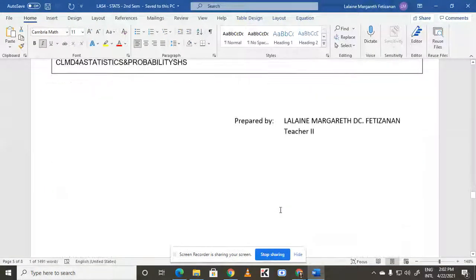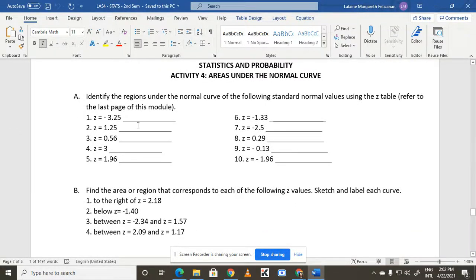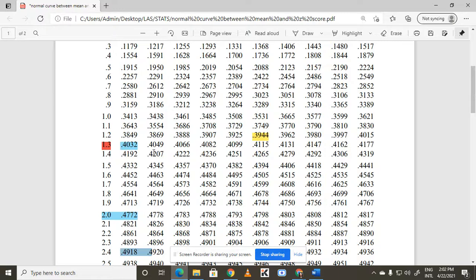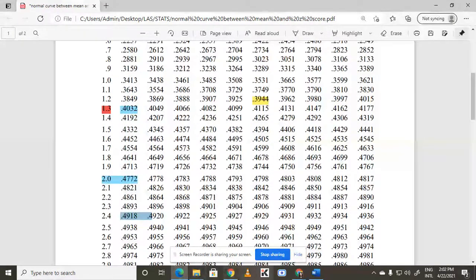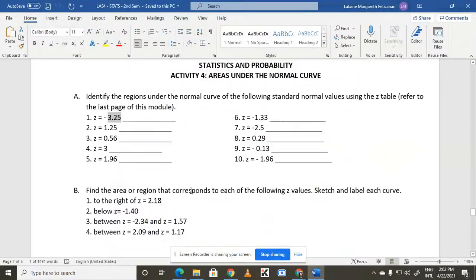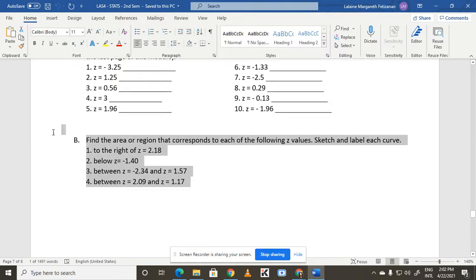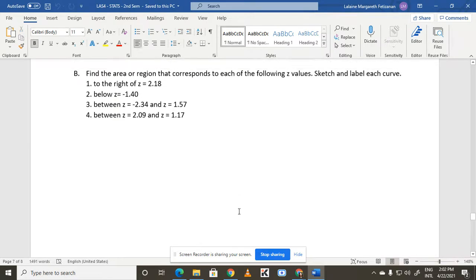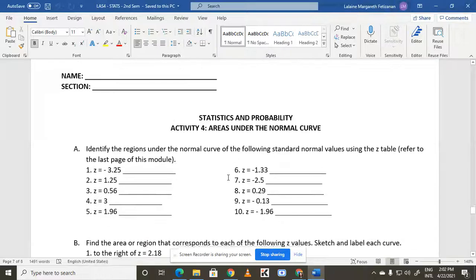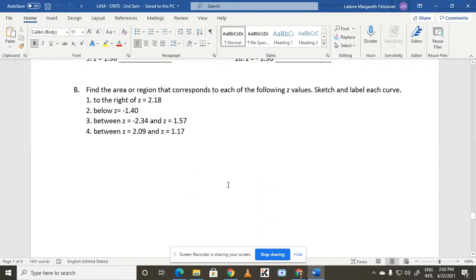And then for your activity, you just find the values, or the area under the standard normal curve. Look for 3.25 in our table, and that is the answer for the first part. Here, you have to use the modified steps. That is your LAS 4 for statistics and probability.